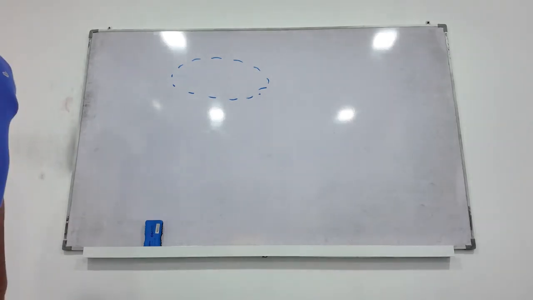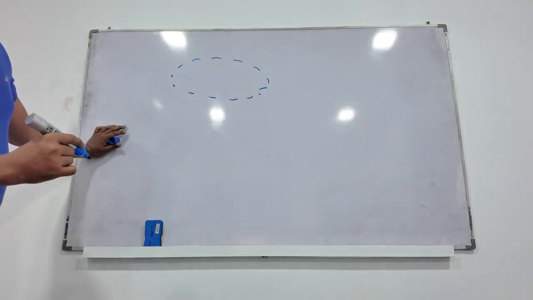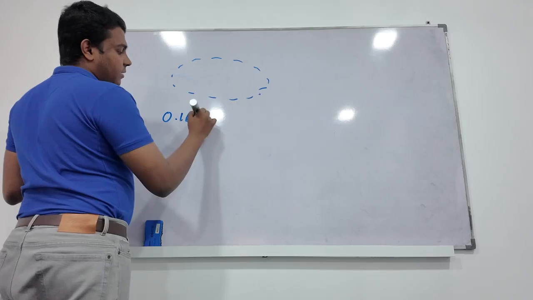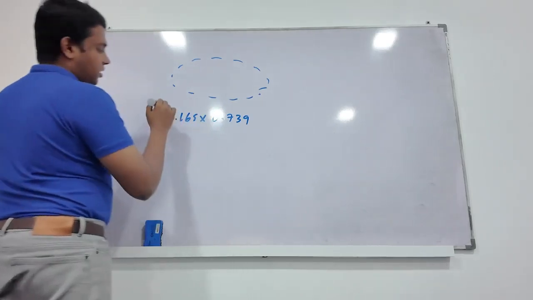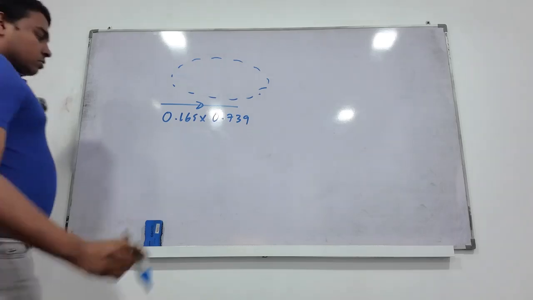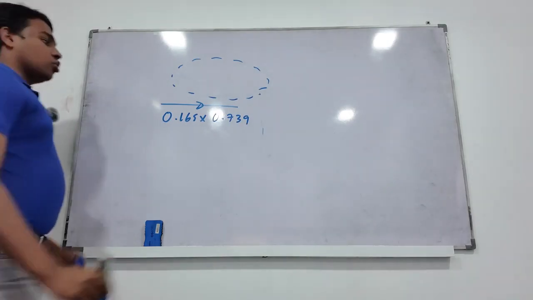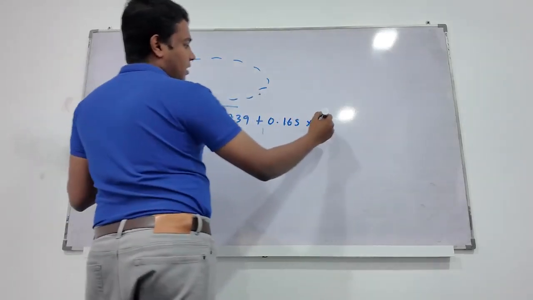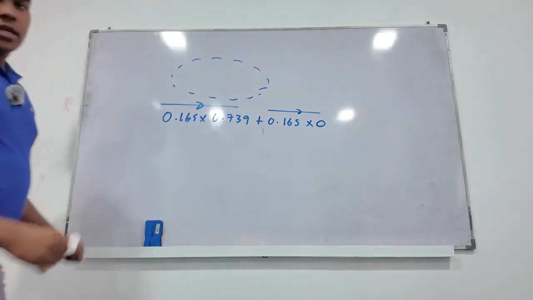They have given the masses of the balls separately. The mass of ball A and ball B is the same, 0.165, times 0.739. This is the momentum before collision. I'm going to consider to the right as positive. Does ball B have a velocity? No. So I take 0.165, the mass of ball B, times 0. This is also in this direction, but since it is 0, it's not used.